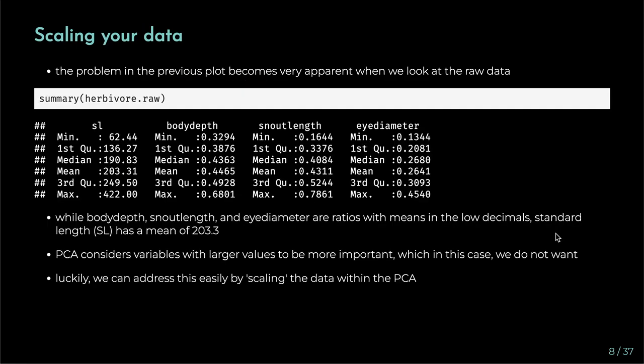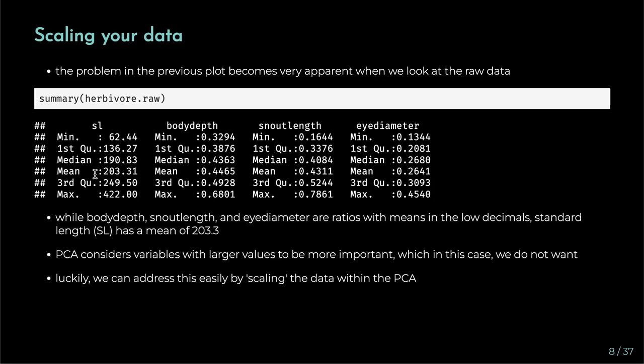But it also becomes very apparent if we just call summary on herbivore raw. You can see that body depth, snout length, and eye diameter are all nicely standardized. They're actually ratios with standard length, and so they're all decimals, mid-decimals, between 0 and 1. And then standard length itself has a median of 190.83, so it's much larger.